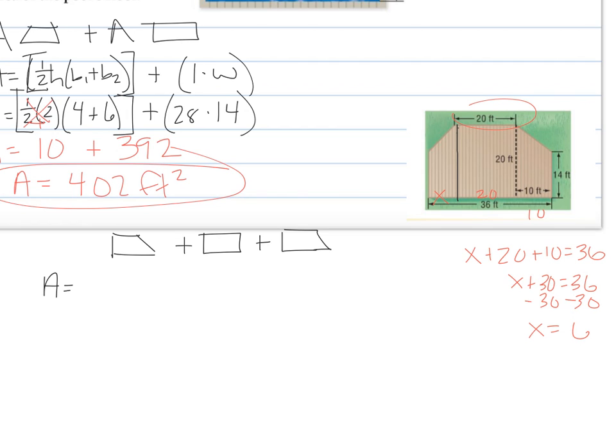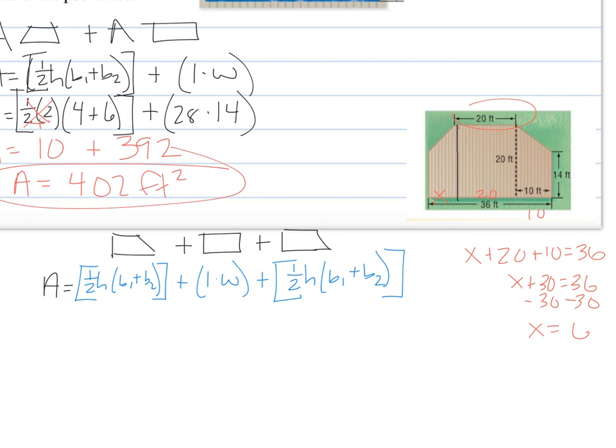So my formula is going to be first trapezoid, which is half the height times the sum of the bases. The rectangle, which is length times width. And another trapezoid, which is going to have that same formula. Notice I still write it out because I don't want to make any mistakes here. And you have to recognize that these values are going to have different values, even though their labels look very similar. So I plug in what I know.